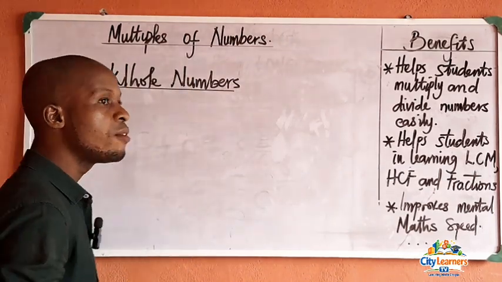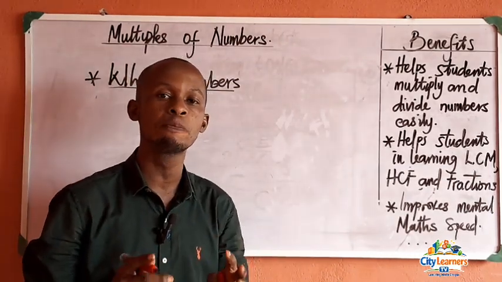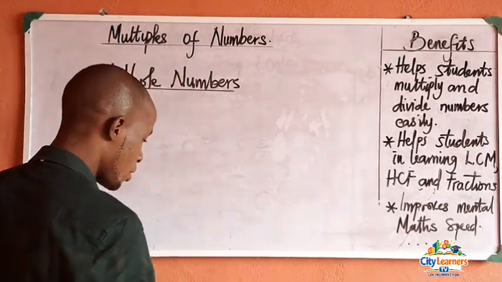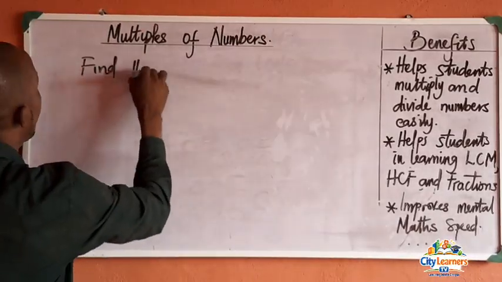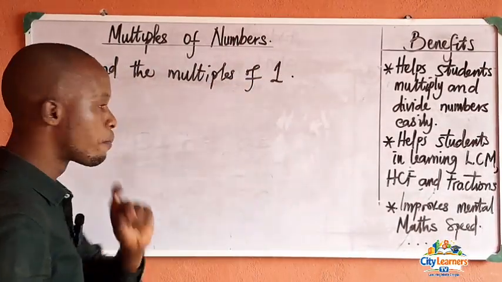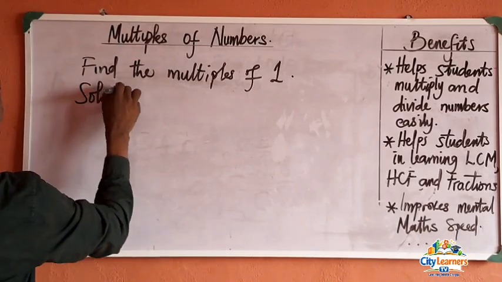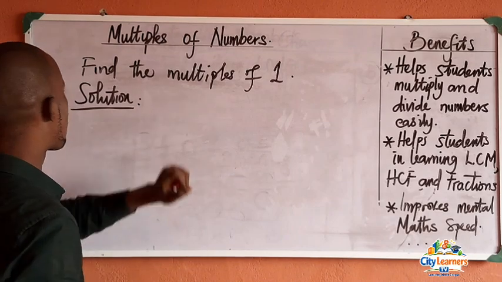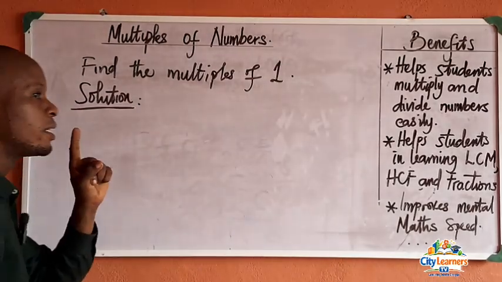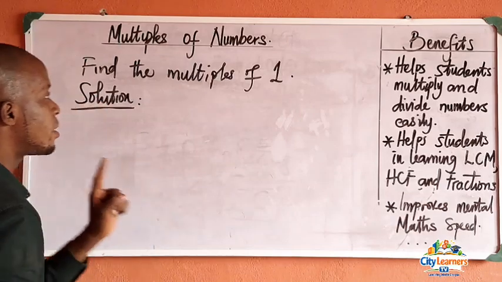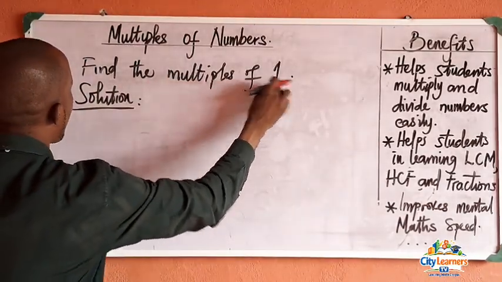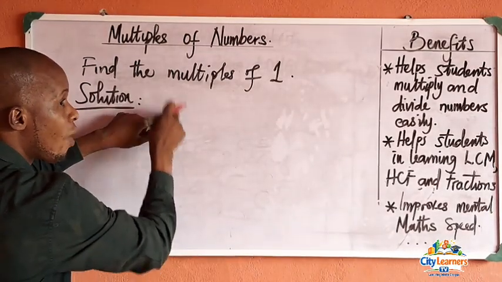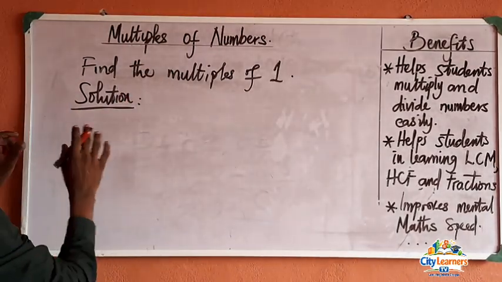For instance, if I am asked to find the multiples of 1, this is what I'm expected to do. Solution. Find the multiples of 1. From the definition I gave, I am expected to multiply the given number 1 by whole numbers, beginning from the first whole number 1 upward. Okay, and this is the way we are going to do it.